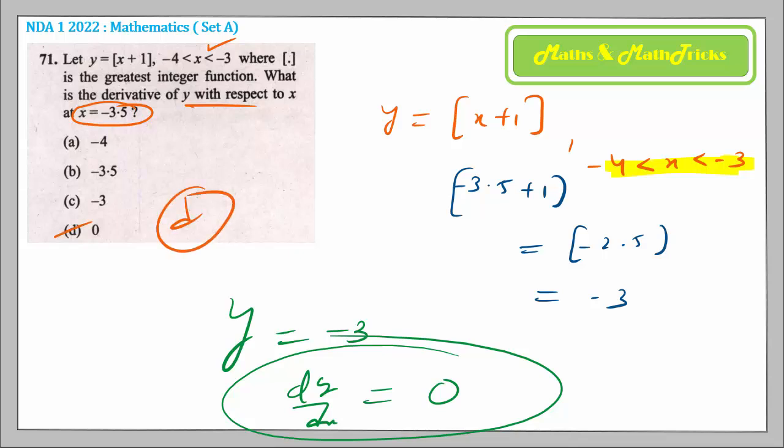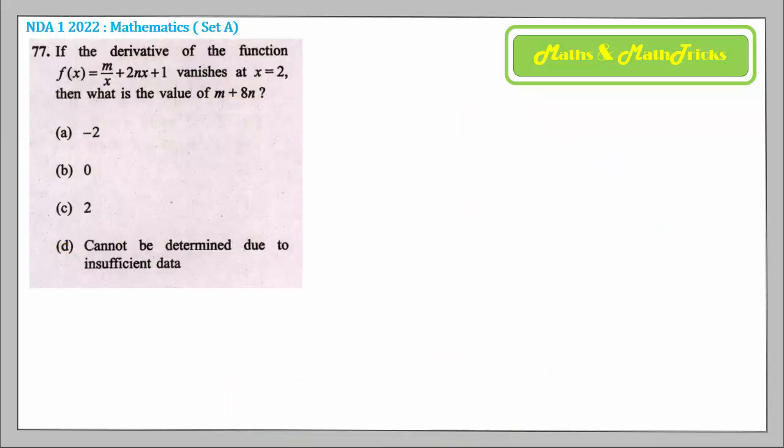Coming on to the next question now. Now the next question we have is from the paper NDA 1 2022. If the derivative of the function vanishes at x equal to 2, vanishes means becomes 0. So what is the derivative of the given function? Your given function is m by x plus 2nx plus 1. m and n are constants. So what is f dash x here?